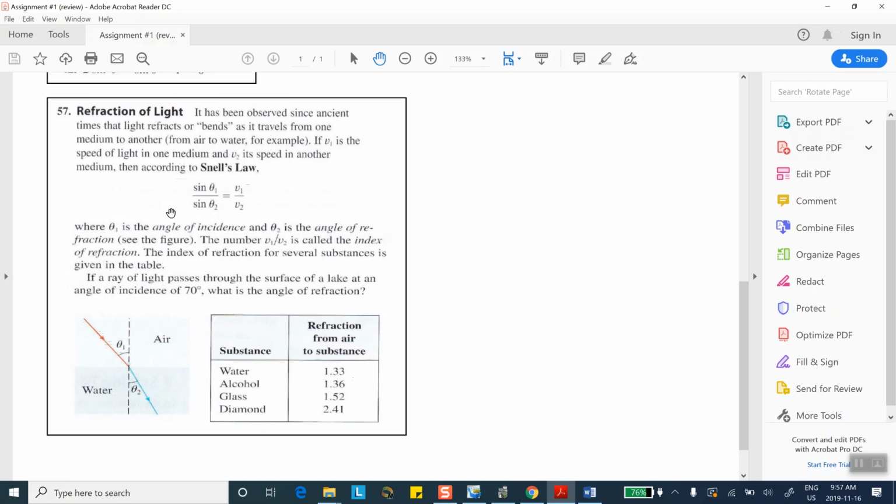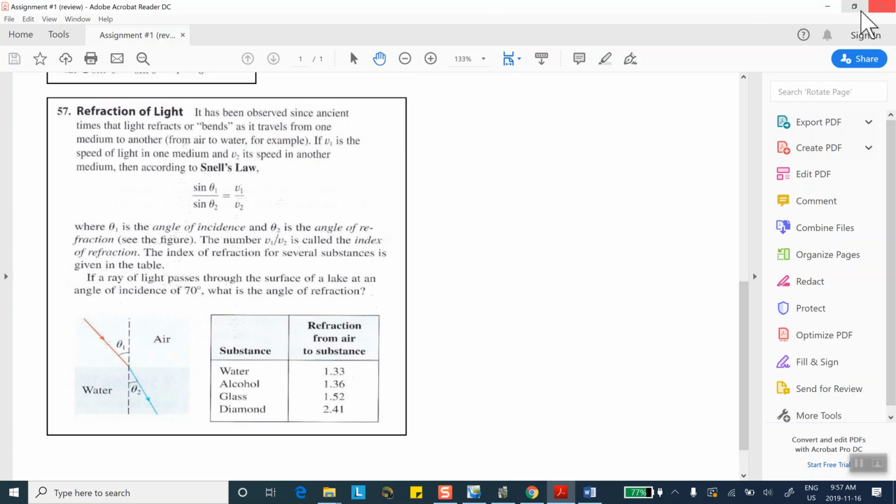Okay, and the rule is right here: sine theta 1 over sine theta 2 equal to v1 over v2. Now this v1 over v2 is called the index of refraction. All right. So what are we told here? Suppose that the incidence angle is 70 degrees, so theta 1 is 70 degrees. What is the refracted angle?